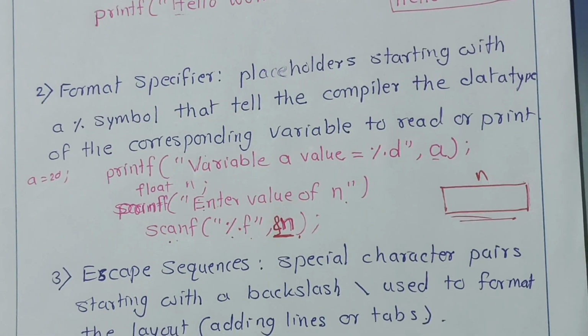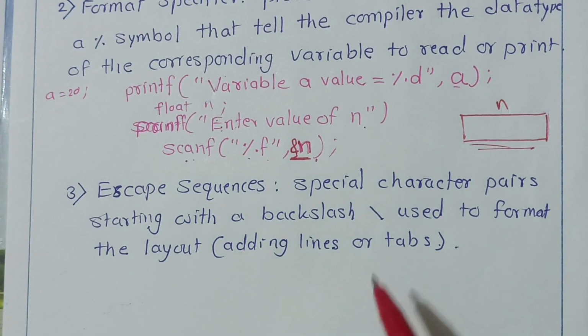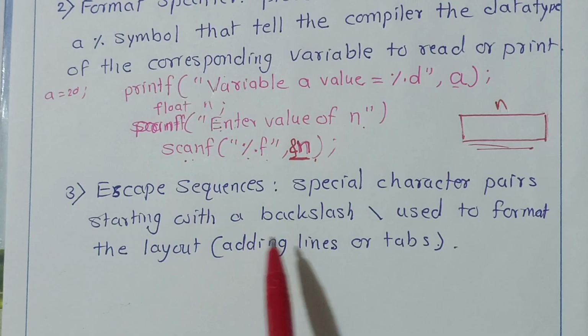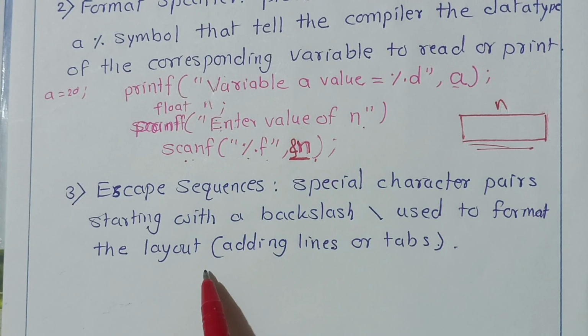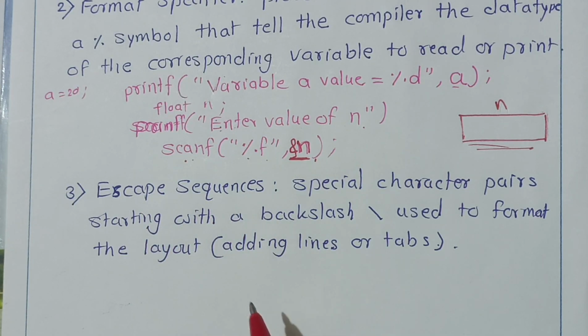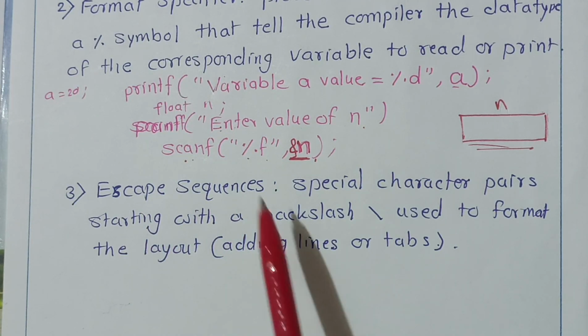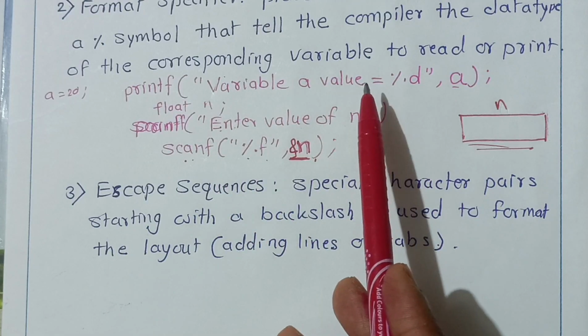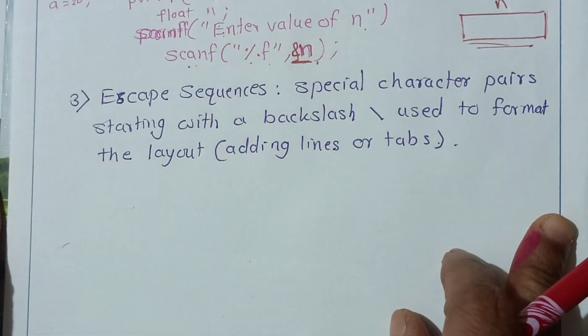Next is escape sequences. An escape sequence is a special character pair starting with a backslash, used to format the layout. If you want to format the layout, you use escape sequences. For example, if you want to add new lines or tabs inside the string we are printing. One example we will see here.